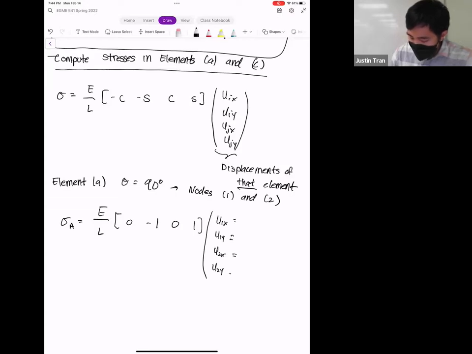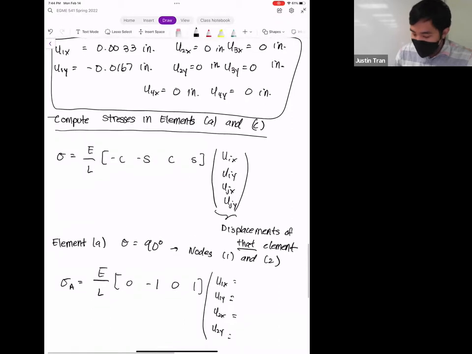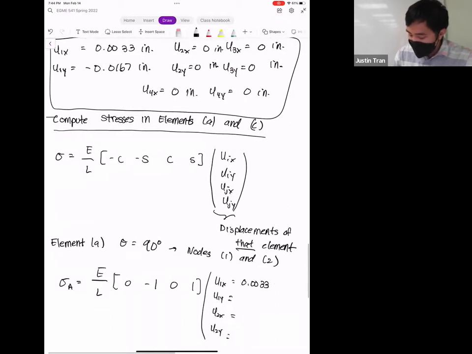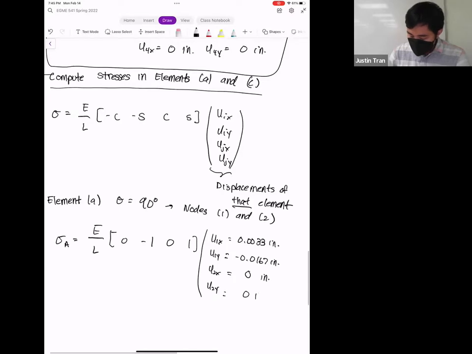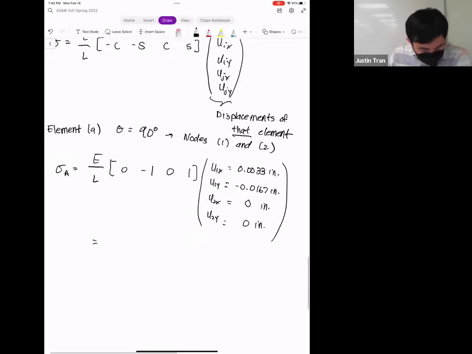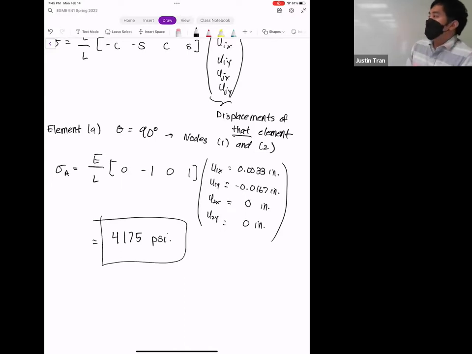Okay. And we go ahead and plug in the solutions that we have above. And so u1x is 0.0033 inches. Okay. U1y is minus 0.0167 inches. And then U2x, U2y is equal to 0, okay? And so we perform this multiplication, knowing that we know the Young's modulus and we know the length, and we get a stress of 4,175 psi. So element A is under a stress of 4,175 psi.